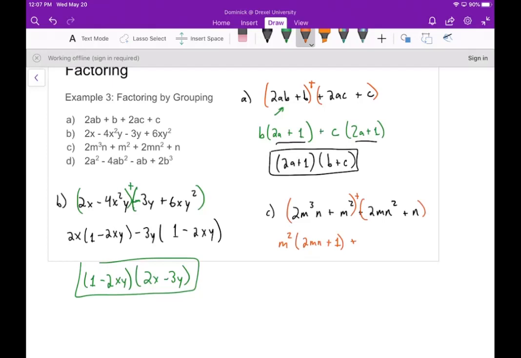Plus, and it looks like here, what can I factor out? I can factor out an n. And then I'll need a 2mn plus 1. So again, these two terms match, so I can factor it out. And what do I have left over? I have an m squared plus n left.